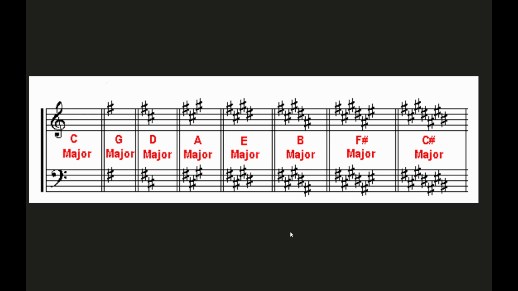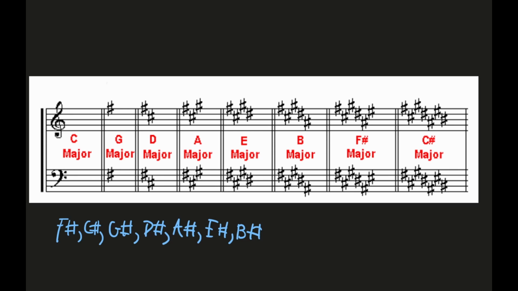Now, there's a pattern to how sharps work in key signatures. And the pattern is this pattern. If you look at C sharp major, you can see that all sharps are included. So we have all sharps, F sharp, C sharp, G sharp, D sharp, A sharp, E sharp, and B sharp. But when we look at C major, none are included. This is because C major is all natural and does not have any accidentals.